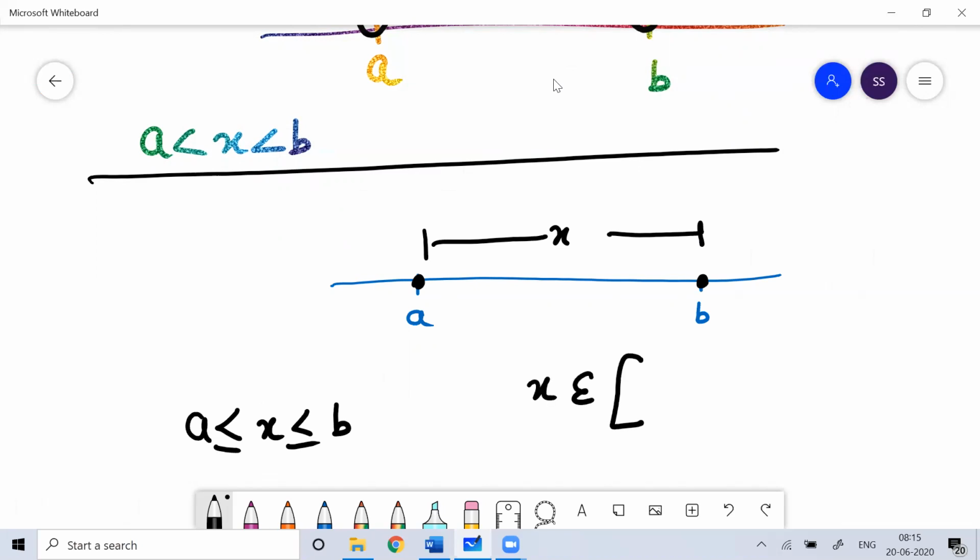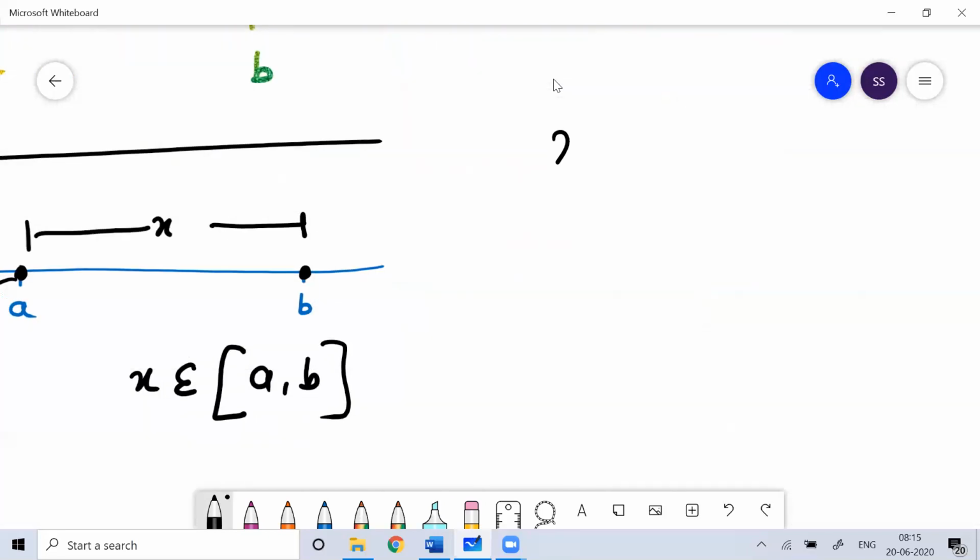So I'll write this is x. What are the elements included in x? So that I represent with a square bracket. That means the values of A and B will be included. This is inclusive, inclusive of both A and B.